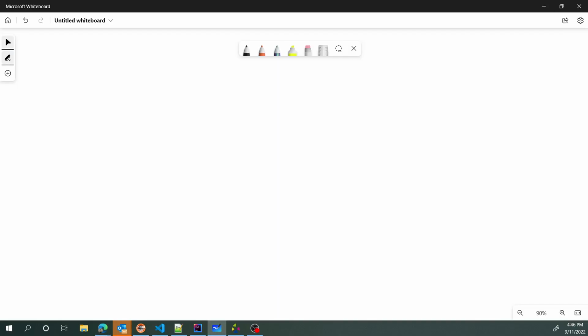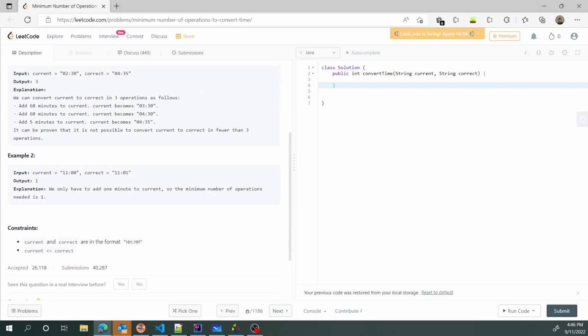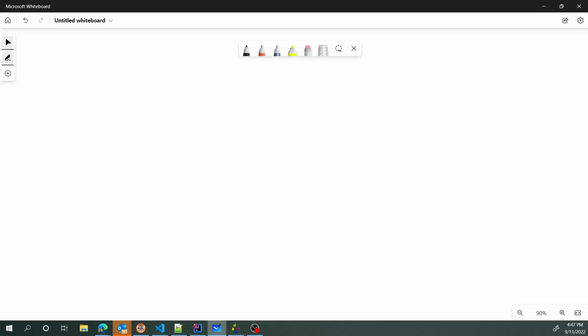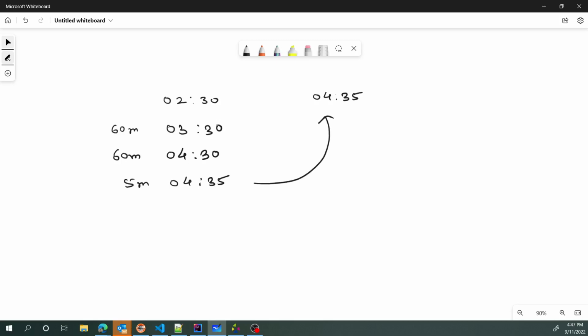So let's do the question. Taking another look at the example, we are given 02:30 and 04:35 as the times. Let's compute. You have to convert 02:30 to 04:35. Obviously, you want to increase by 60 minutes, and this time will be 03:30. Again, you can increase with 60 minutes and it will become 04:30. And again, you can increase it with 5 minutes and it is equal to 04:35, which is exactly the time we want. So this is only the problem statement.